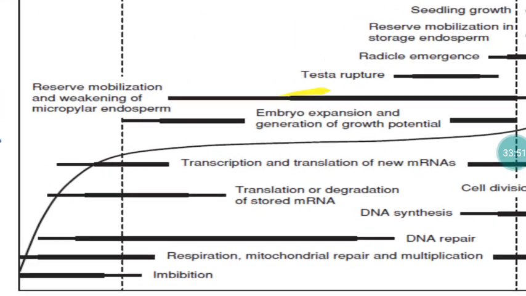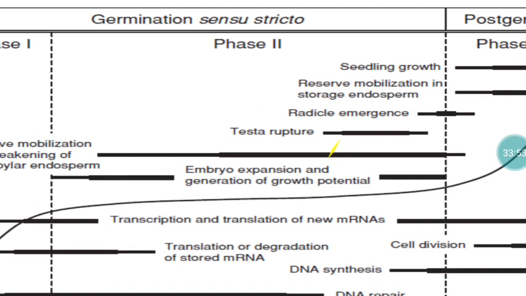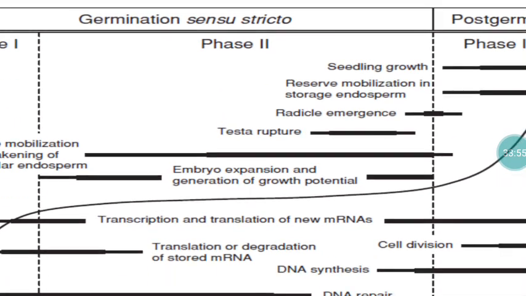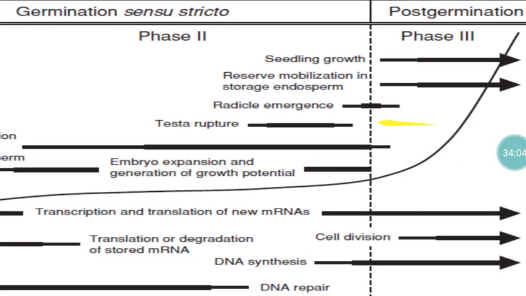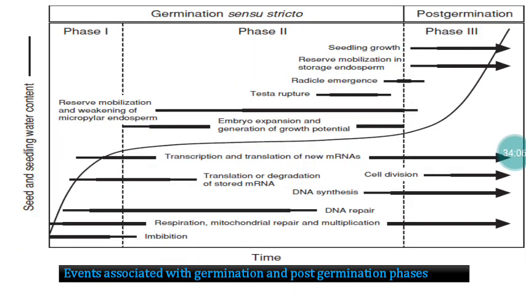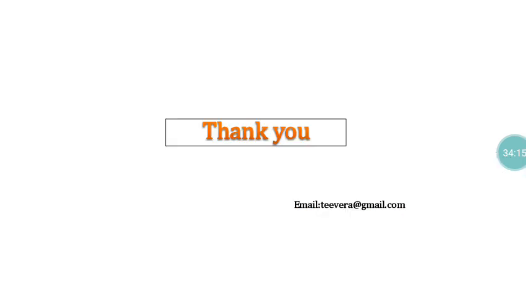and then rupturing of the testa and radicle emergence, rupturing of the testa. That is the seed coat, and radicle emergence, and reserves are mobilized in the storage endosperm. Completely that will be utilized. Finally, the seedling growth. So these are all the triphasic pattern of moisture absorption and corresponding biochemical changes associated with seed germination. Thank you very much for your attention.